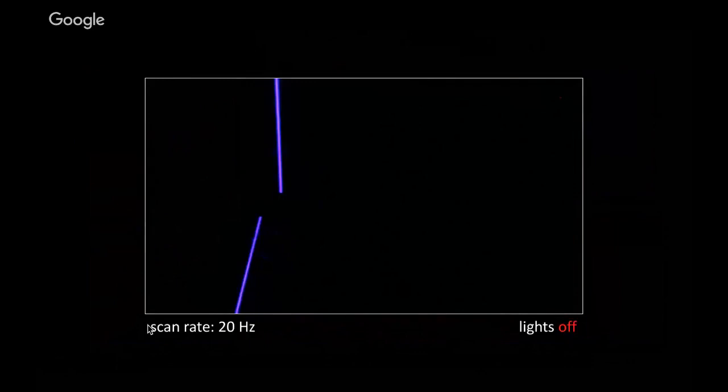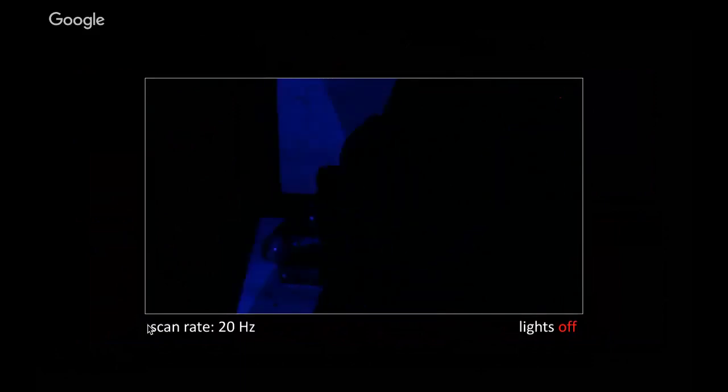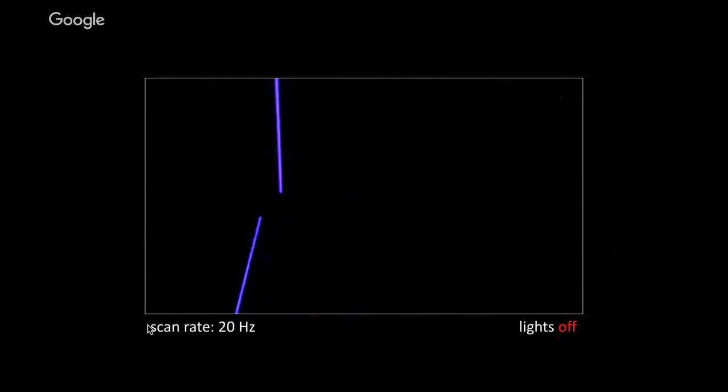It's a little bit easier to see what's happening when we turn off the lights within the room. So here we repeat the scanning procedure, now with the ambient lights off, and you can see the laser scanning procedure in action as it scans the scene at 20 hertz.